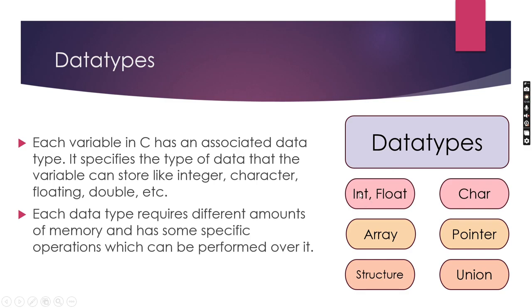In primitive data types, we use int, float, and char values. In derived data types, we use arrays and pointers. And in user-defined data types, we use structure and union. Each data type requires a different amount of memory and has specific operations which can be performed on it. Like int and float require 4 bytes of memory, char requires 1 byte of memory, and arrays and pointers require dynamic memory allocation.